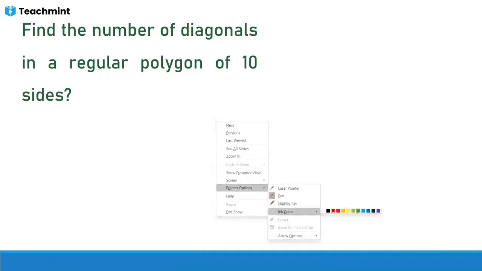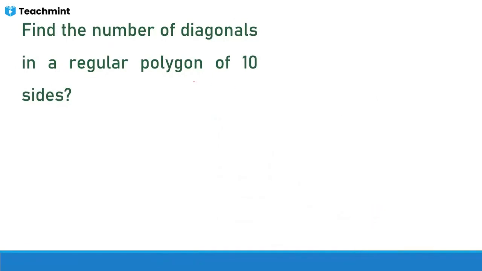Listen, my dear friends, if it is a regular polygon, no three points are collinear for sure. Any regular polygon, you just check: a square is a regular polygon, a hexagon, a regular pentagon, or an equilateral triangle also. No 3 points are collinear.